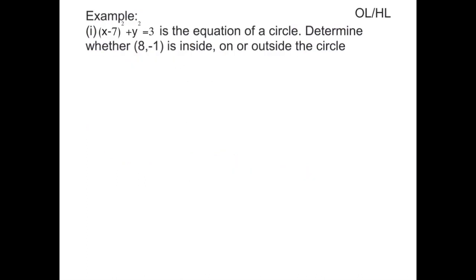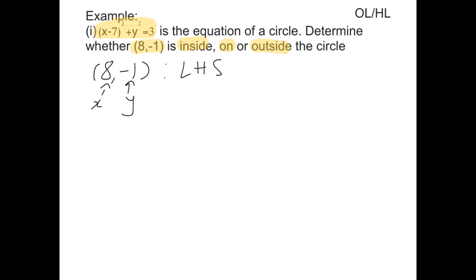Our next example is to look at the equation for a circle, (x − 7)² + y² = 3, and we're asked to determine whether the point (8, −1) is inside, on, or outside the circle. So once again, we'll take our point and substitute the values given by the point, x and y, into the left-hand side of our equation.